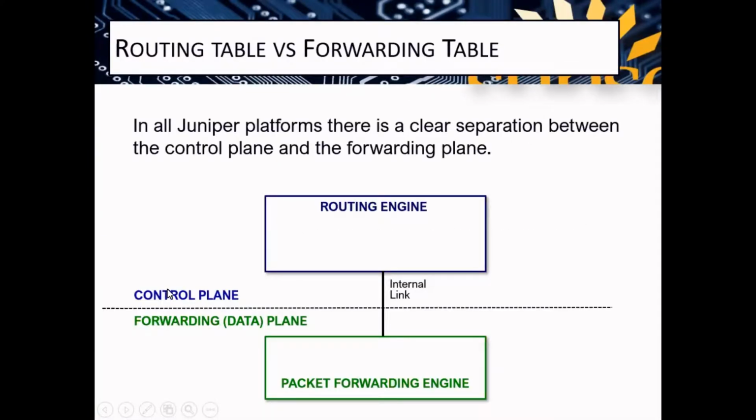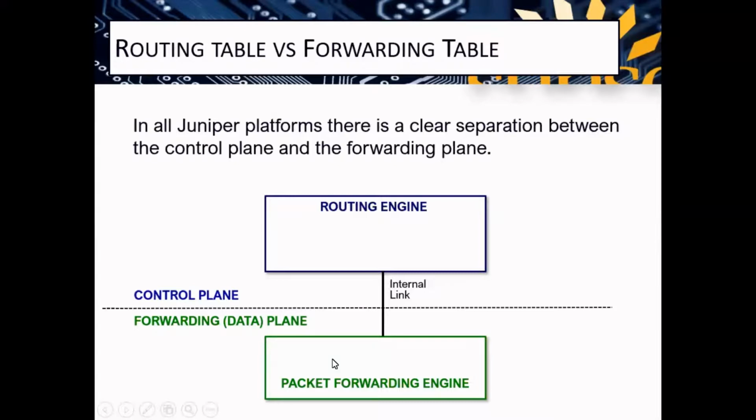So the routing table versus the forwarding table, here's the idea. In all Juniper devices, there is a clear separation between the control plane and the forwarding plane. It's been like this since the very first products that Juniper released. There's a control plane that is handled by the routing engine, and the forwarding plane or data plane, which is handled by the packet forwarding engine, which is basically your line cards.